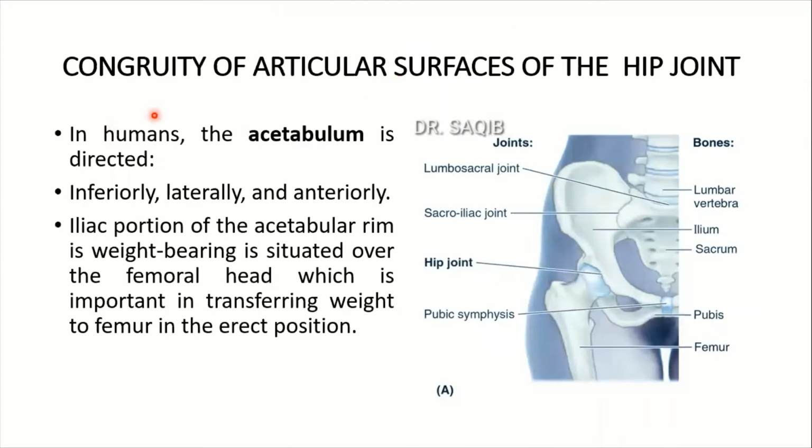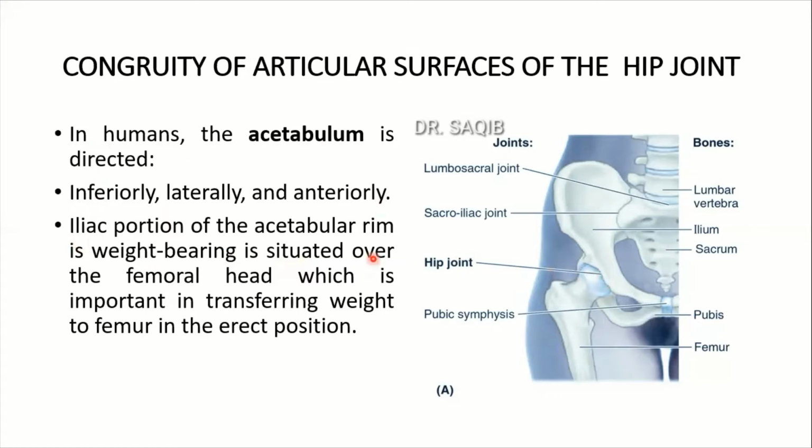So to understand the stability factors of the hip joint, I will again tell you the congruity of the articular surfaces of the hip joint. And this is in particular reference with the bipedalism in humans. In humans, the acetabulum is directed inferiorly, laterally, and anteriorly. Here you could see, this is the direction of the acetabulum.